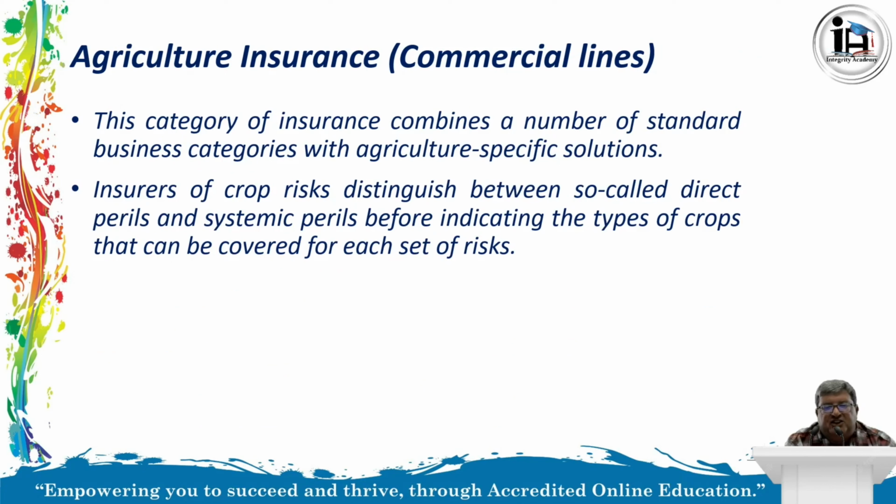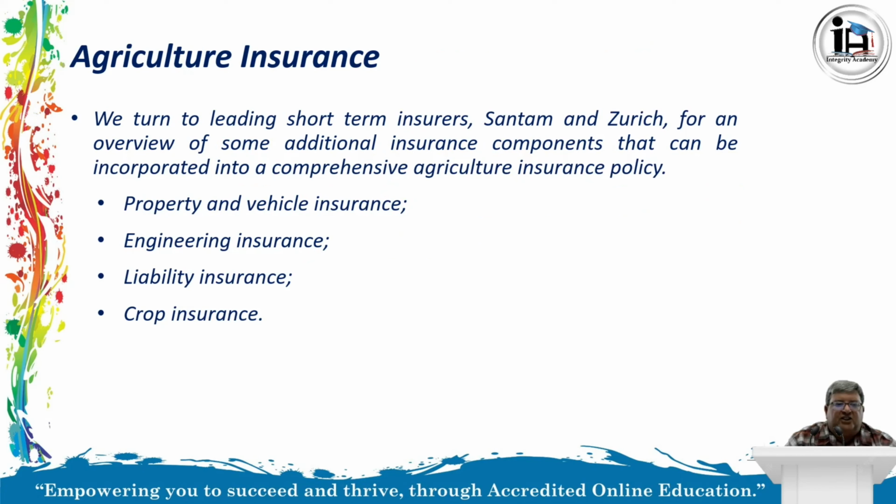This category of insurance combines a number of standard business categories with agriculture-specific solutions. Insurers of crop risk distinguish between so-called direct perils and systematic perils before indicating the types of crops that can be covered for each set of risks. So we turn to leading short-term insurers Santam and Zurich for an overview of some additional insurance components that can be incorporated into a comprehensive agricultural insurance policy.